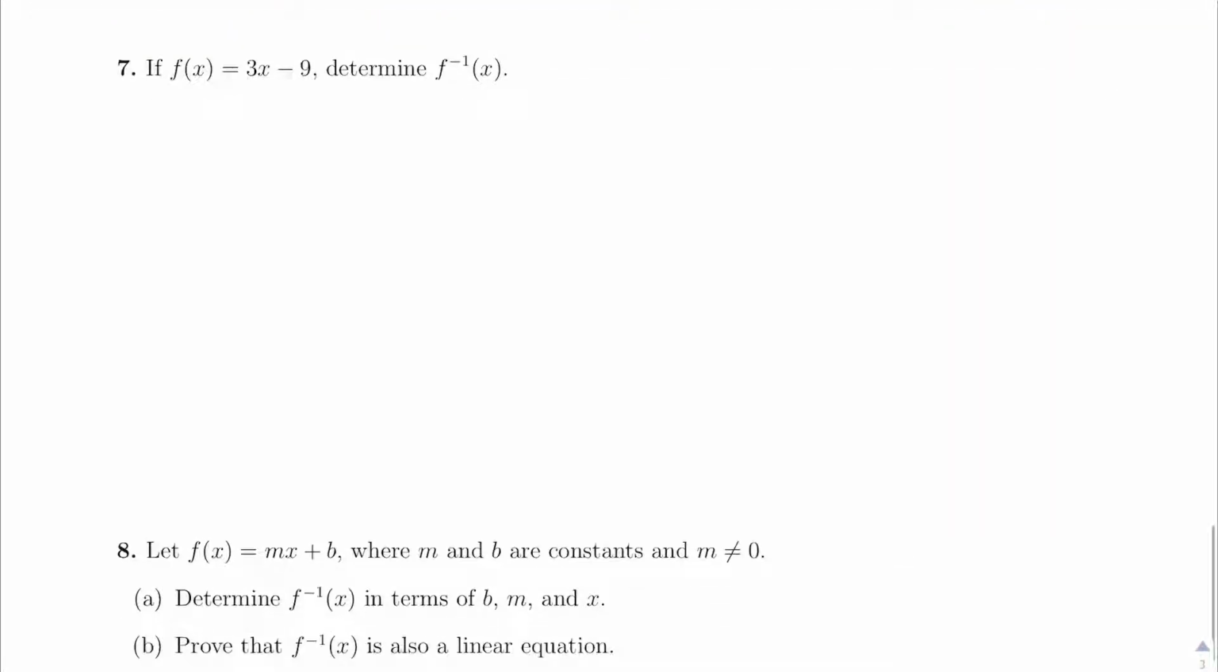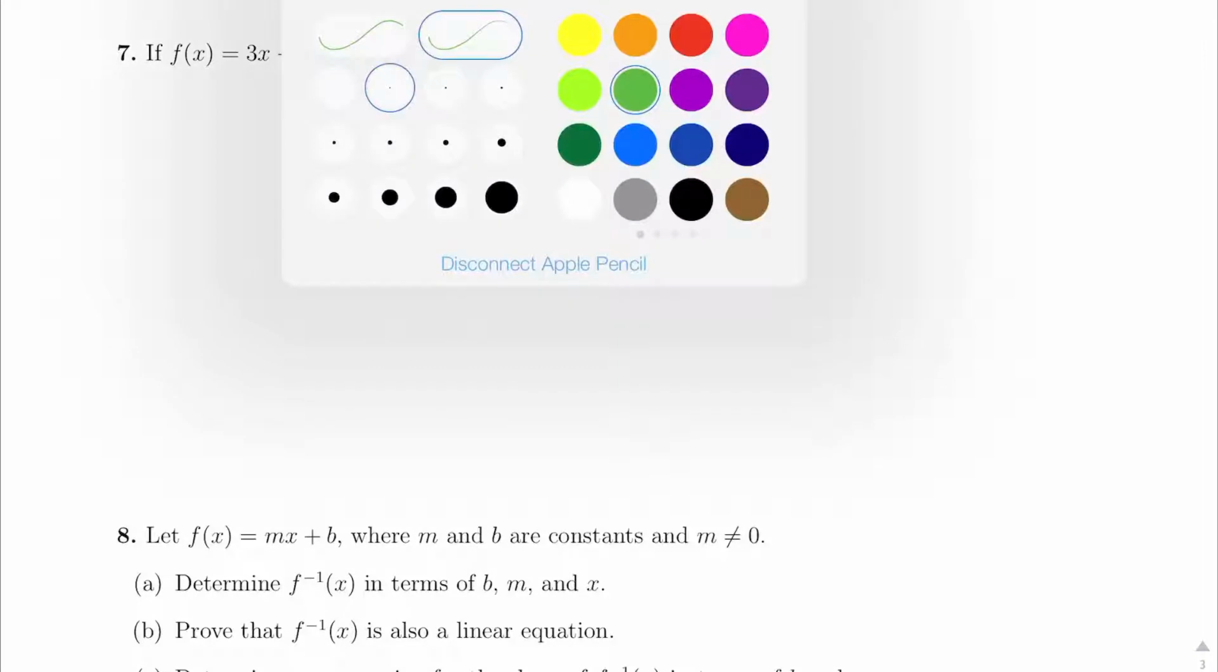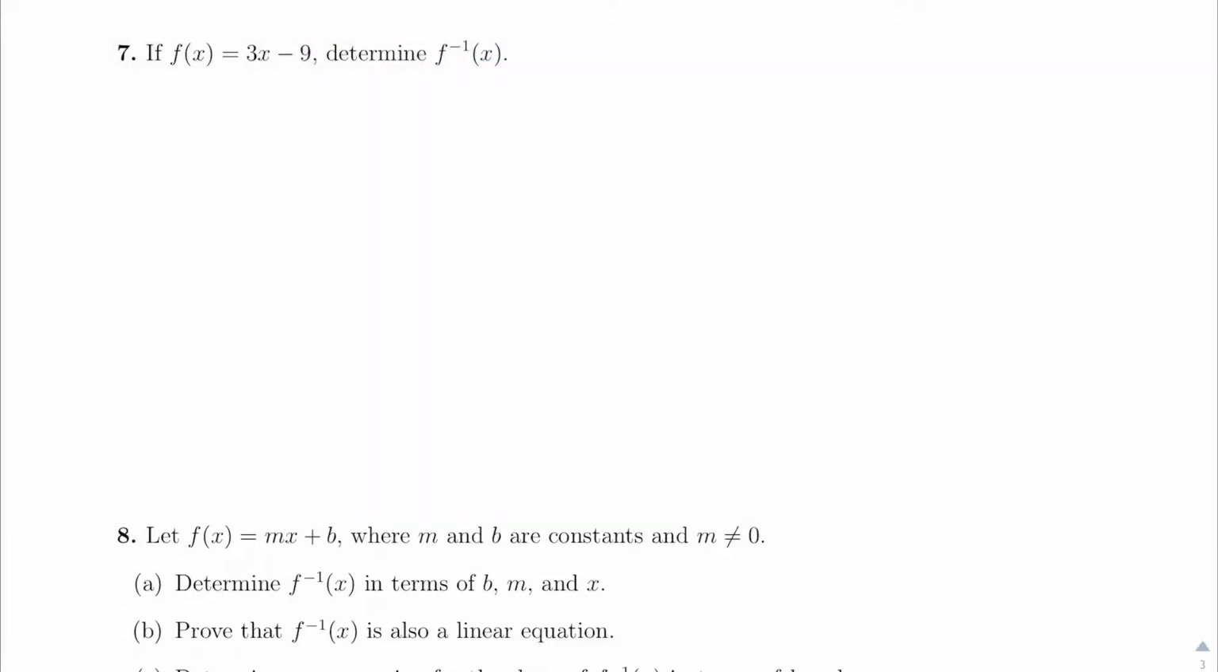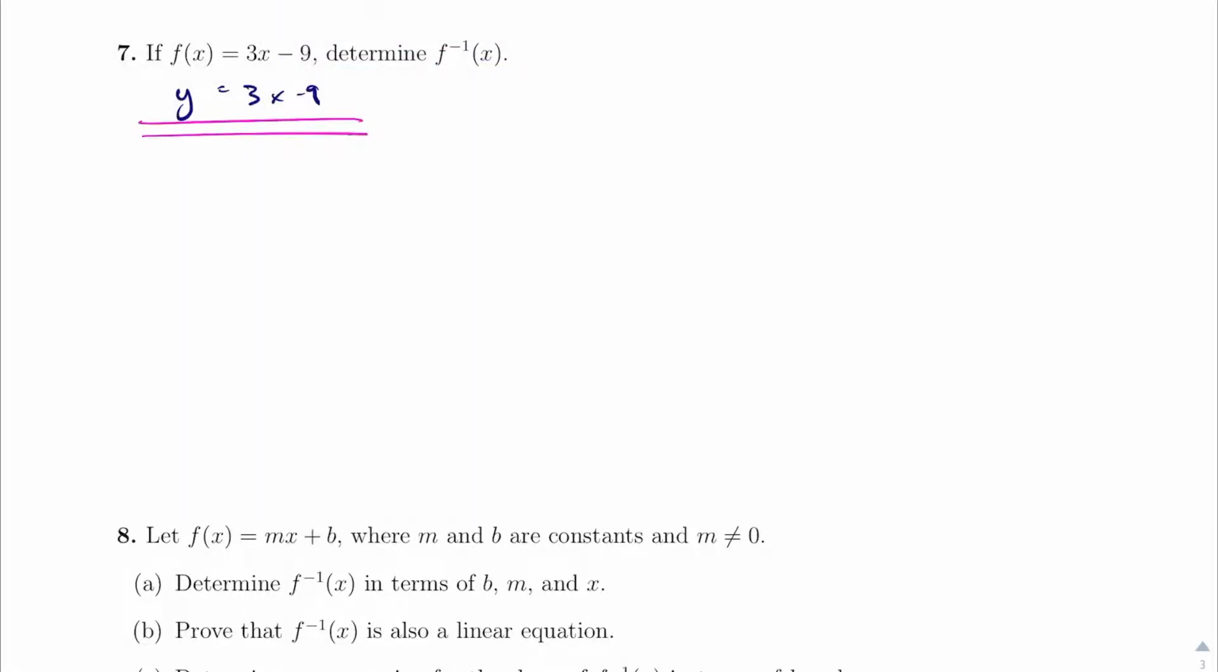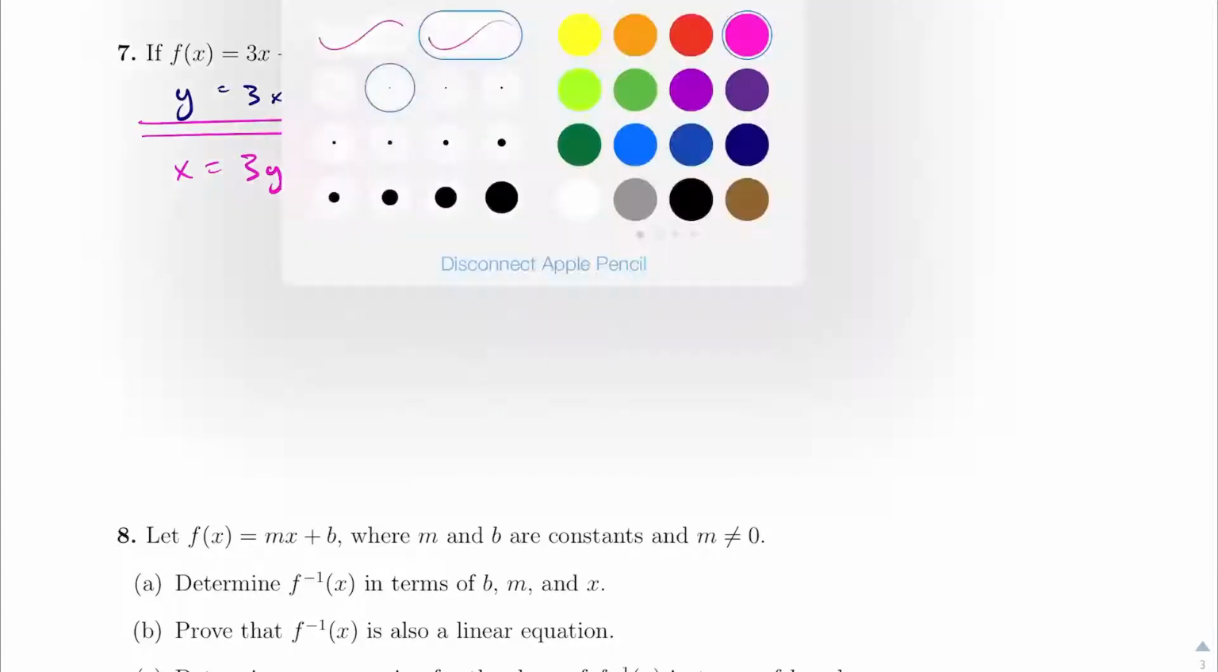Next step, if f of x is that, determine f inverse of x. Great, finally inverses. Step 1, rewrite it with y. To make this the inverse, we got to turn it to the opposite by switching the x and the y. So we get x is equal to 3y minus 9. Step 3, this looks really funky, so we got to solve for y.